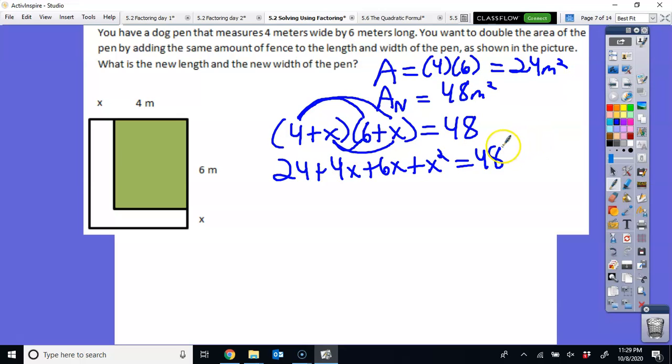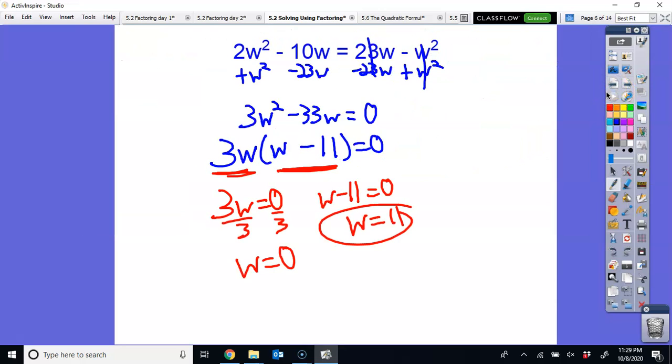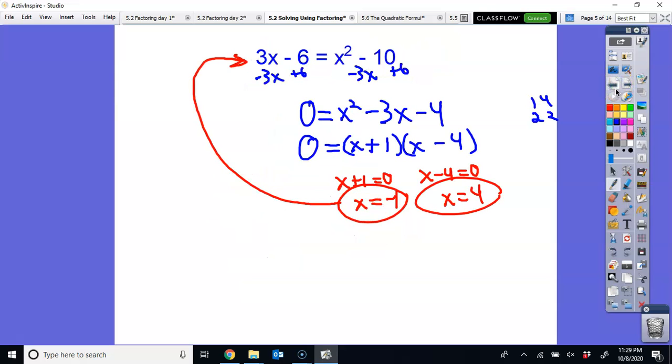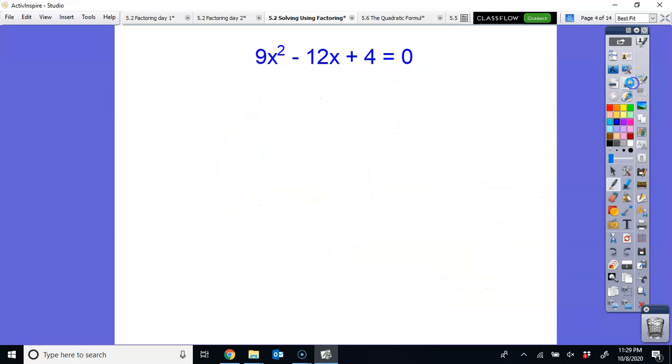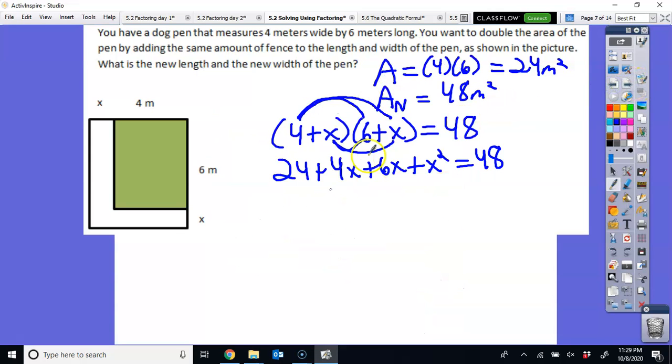Then I set this up like I did the earlier equation by getting it equal to 0. I do some work to make this equal 0. So x squared plus 10x. And then if I subtract 48 from 24, it actually gives me negative 24. So I got it equal to 0, just like we've been doing.